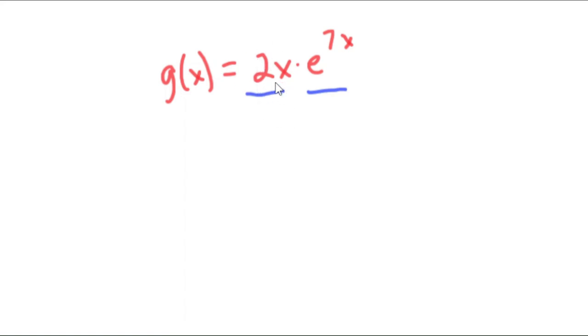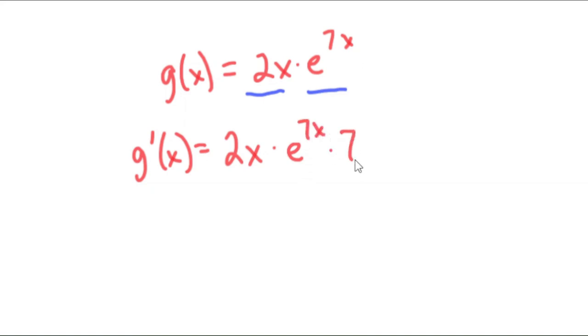Okay, so how do we take the derivative of this? Well, we have to use the product rule. So g prime of x will be the first function, 2x, times the derivative of the second. Well, what's the derivative of e to the 7x? It's going to be e to the 7x times 7.